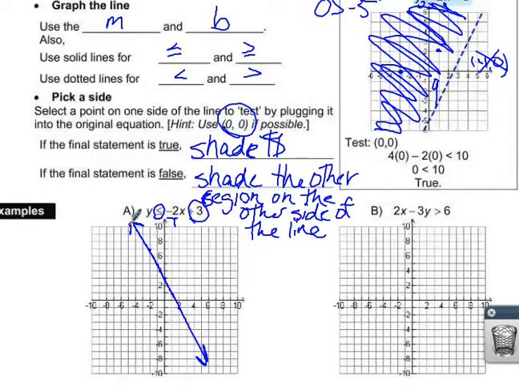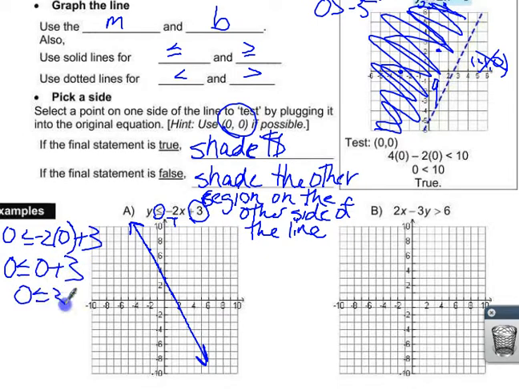But now if we plug in 0, 0 real quick, 0 is less than or equal to negative 2 times 0 plus 3, that'll tell us if the origin is a solution or not. So we work this out. 0 is less than or equal to negative 2 times 0, which is 0, plus 3. Is 0 less than or equal to 3? Sure it is. So that means that 0, 0 is a solution. Check. So that means we're going to shade this side of the line. If this came out to be false, we'd shade the other side.